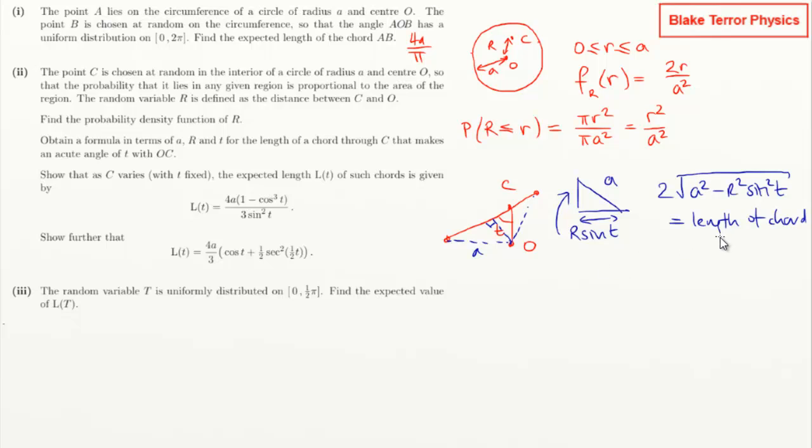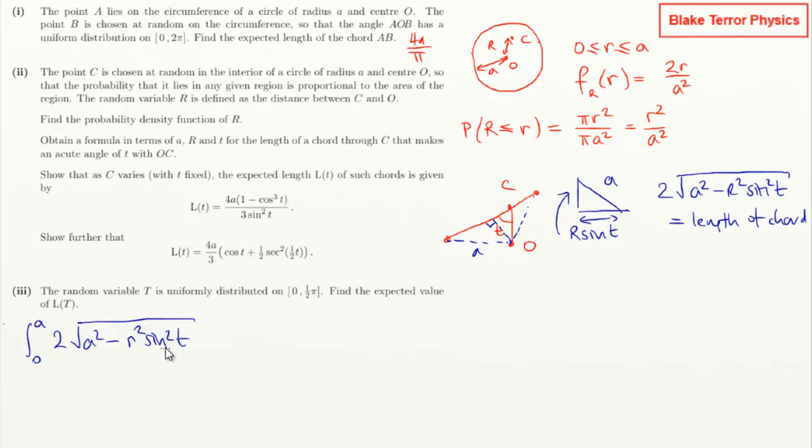Okay, so we're doing expected value again. So this is similar to what we've just done. We're keeping T fixed, so we're varying our position of C, and it's R that's moving around. So we're going to want to integrate from 0 to A, because we're changing the R position. So that's what we just worked out, the length of the chord, which will now be a small r. And then we've got the probability that we've got our r value at a particular location.